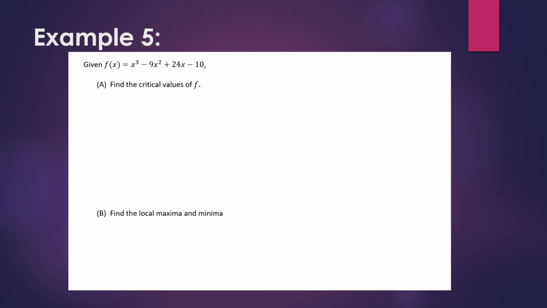So example 5, very similar to example 4, they want us to find the critical values of f and then find the max and min. So the first thing we're going to do is take the derivative, because we want to know when is the derivative 0 or does not exist. So my derivative here is going to be 3x squared minus 18x plus 24. So that's equal to 0.